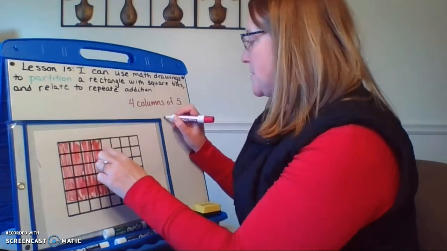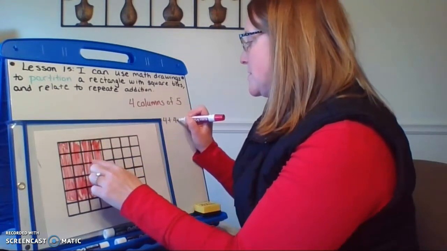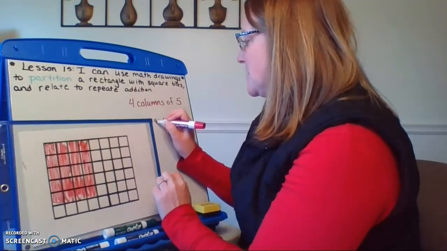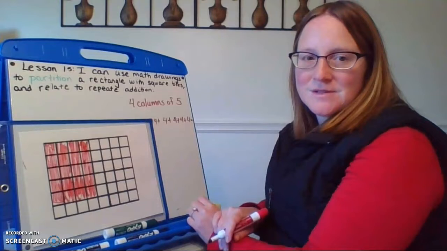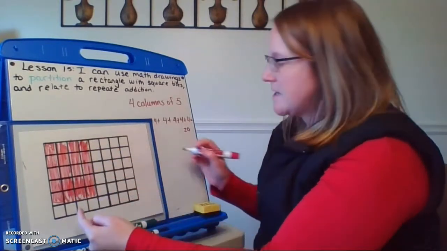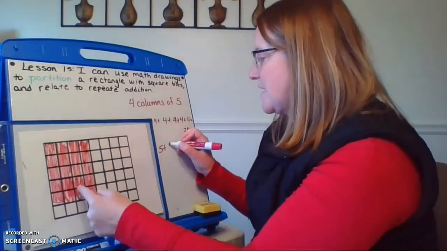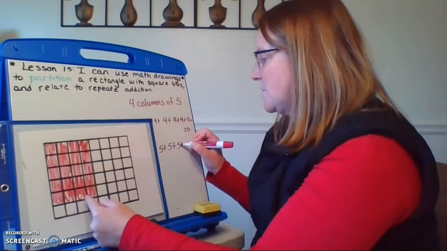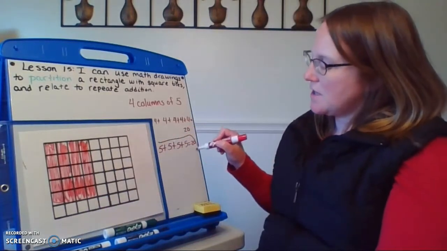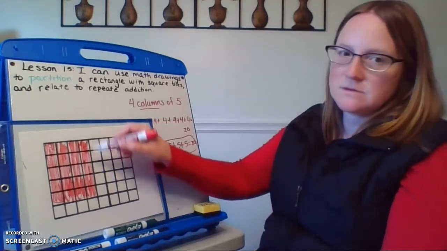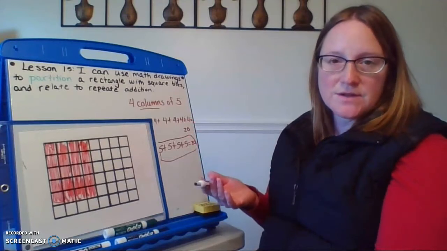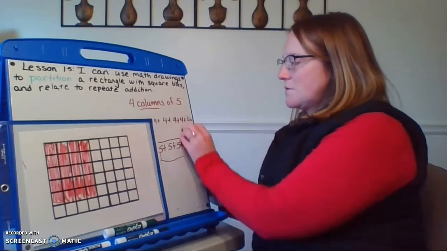You could do 4 plus 4 plus 4 plus 4, oops, I ran a room, plus 4 equals 20. Or if I wanted to do this way, I could do 5 plus 5 plus 5 plus 5 equals 20. I probably would stick with this way because you're talking about the columns. Okay? So you could do this way or this way. Either way, you'll get the same answer. All right.